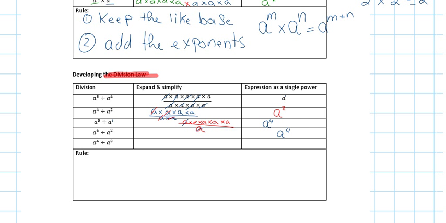So I have a times a times a times a times a. So that's 5. And then one more, divided by a times a. 1, 2. What do I have left? 1, 2, 3, 4 a's multiplied together, so that's a to the power of 4.